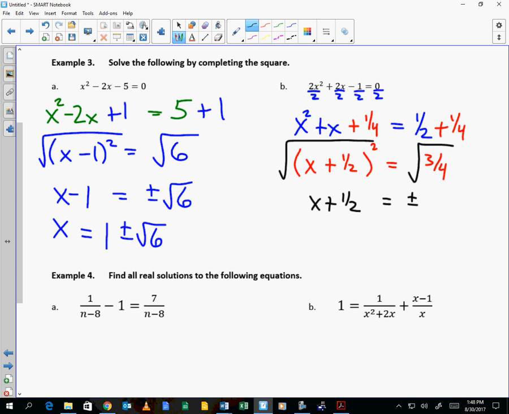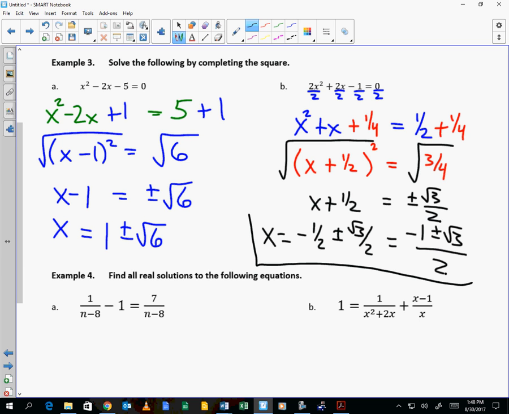Can I take the root of 3? Can I take the root of 4? So when you subtract the half, you get negative 1/2 plus or minus the root of 3 over 2. Or you could write that, since they have common denominators, as negative 1 plus or minus the root of 3 all over 2. And it doesn't matter to me which one you write. Either one is sufficient. But that's that.